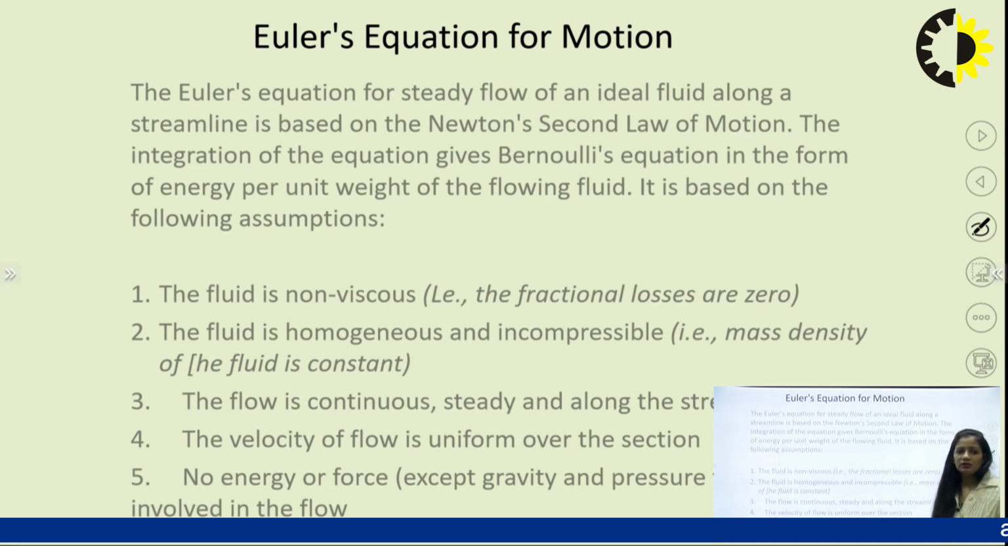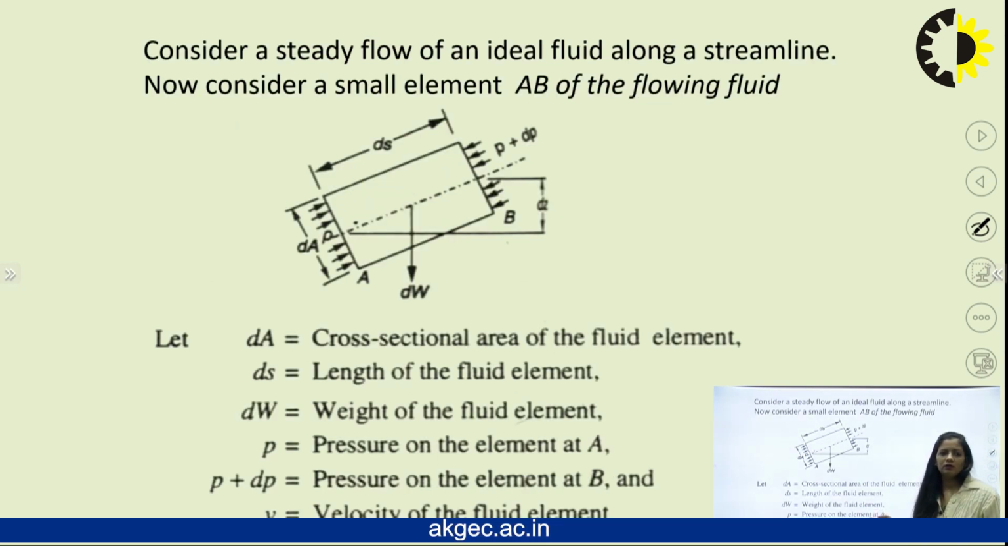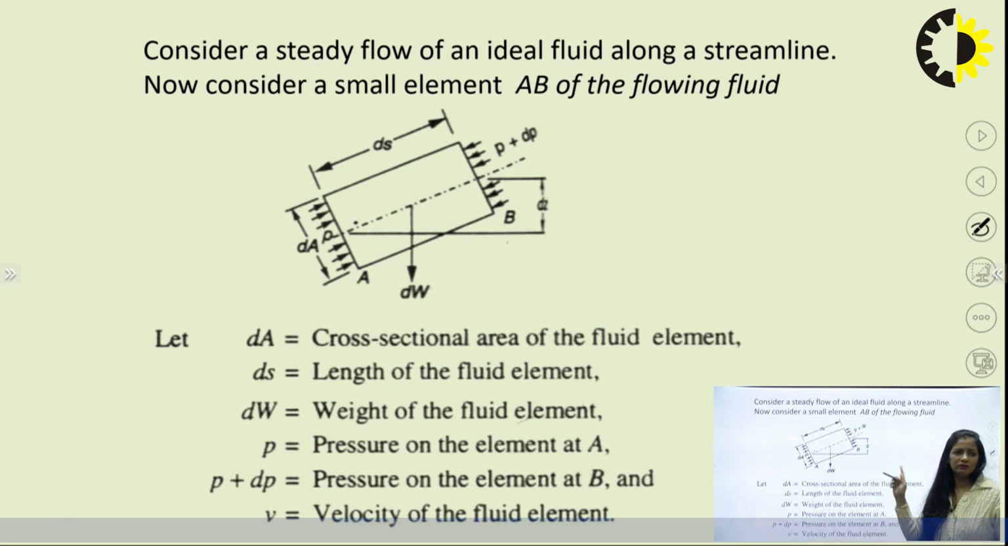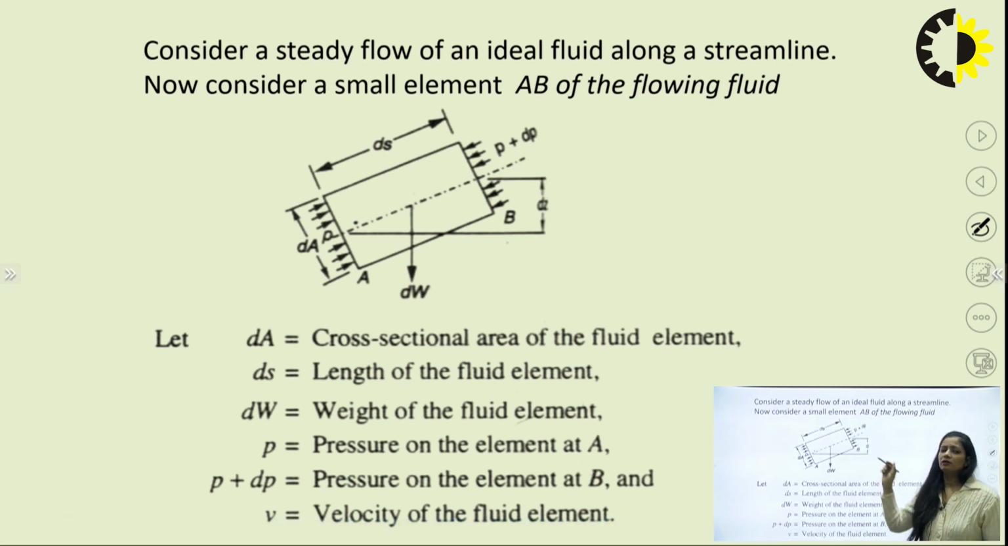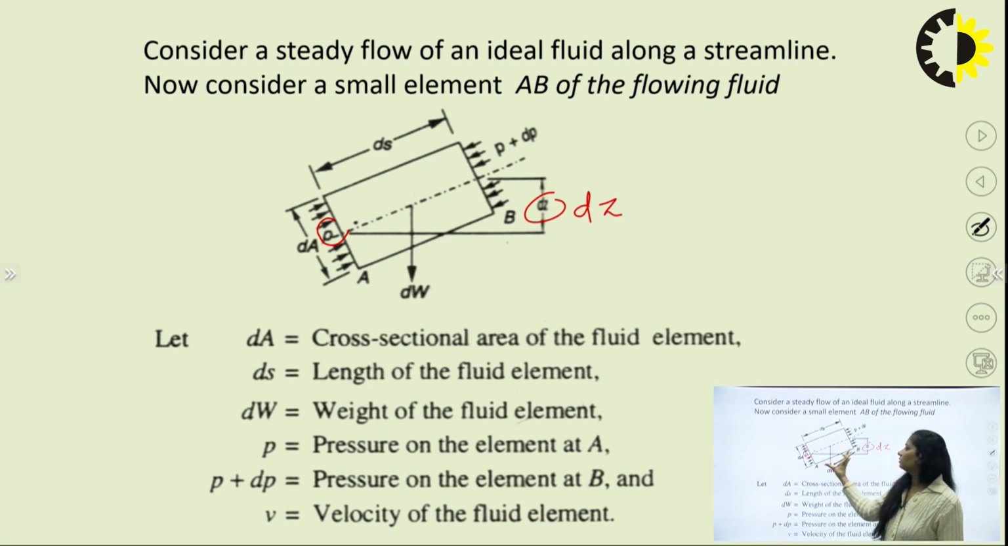So these assumptions and conditions should be there, then only you can write the equation for Euler's energy equation. Now let us see, again there is a pipe of uniform cross section. The two sections we have taken: one has pressure of small p, another has p plus dp. The datum difference between section 1 and section 2 is dz. And the difference between section 1 and section 2 in terms of length is ds.